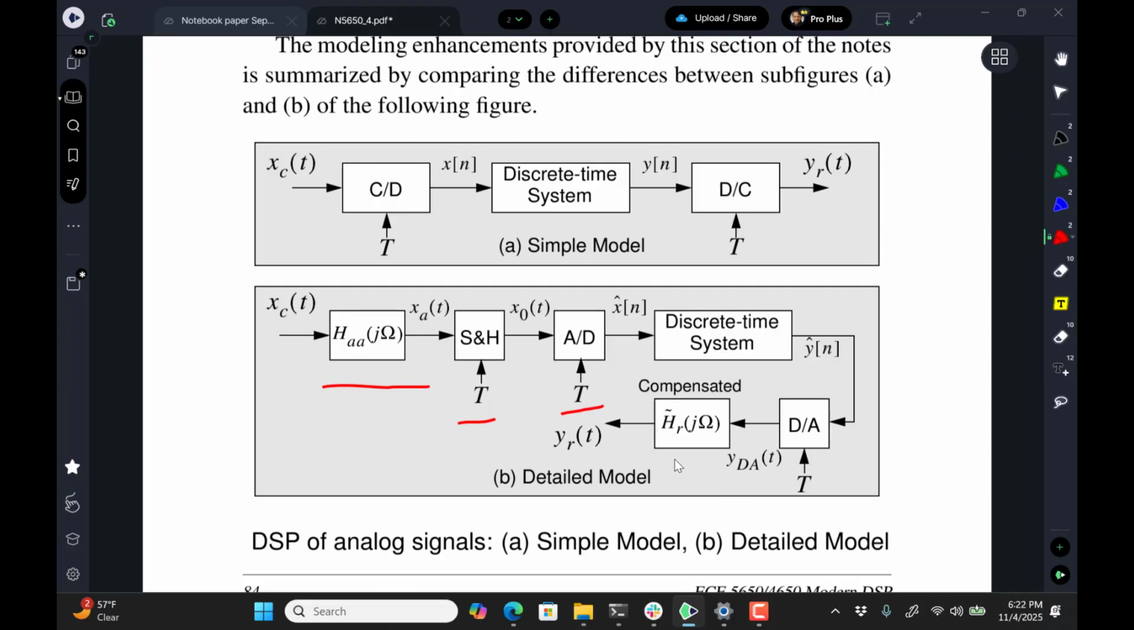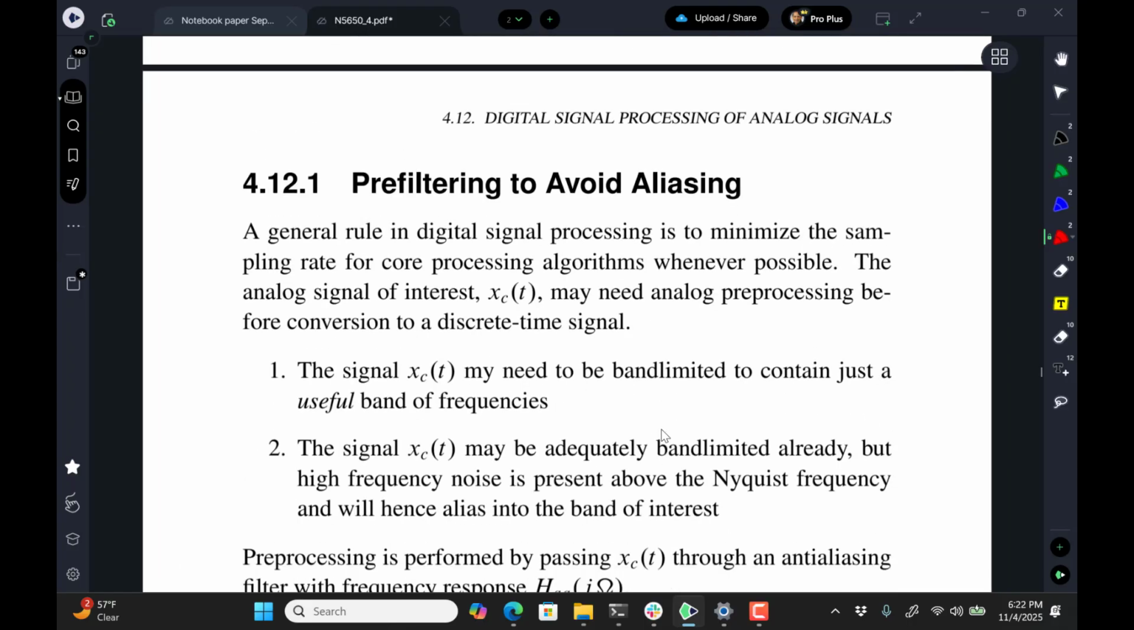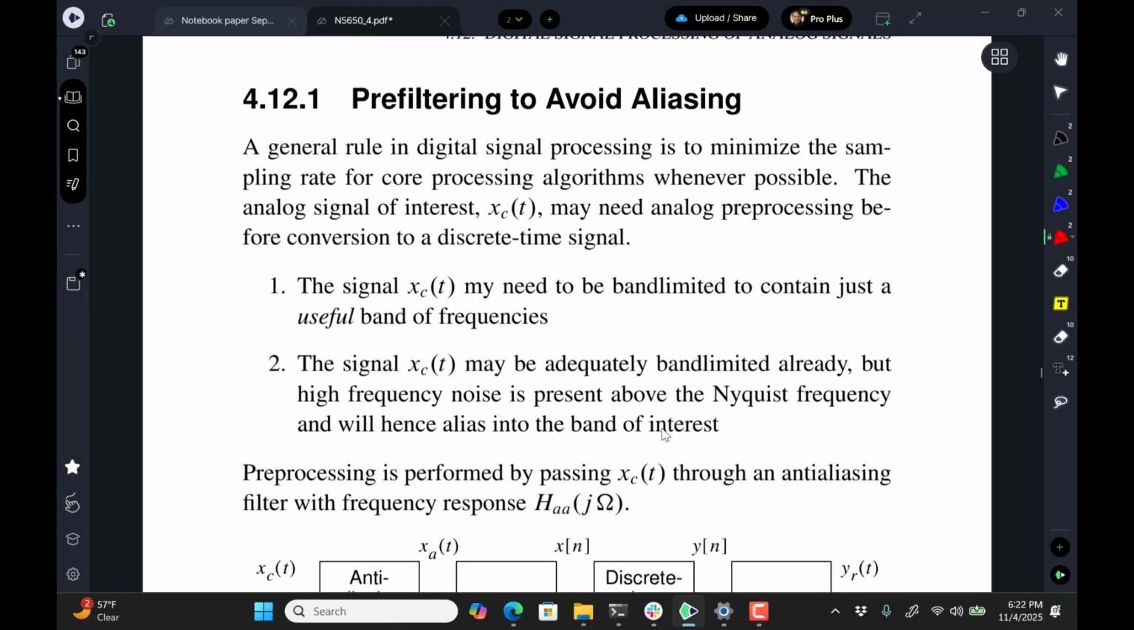We pre-filtered the signal when it comes from the analog domain. We have to think about a realizable analog filter and how best to do that in our system. And it's very easy to get carried away.